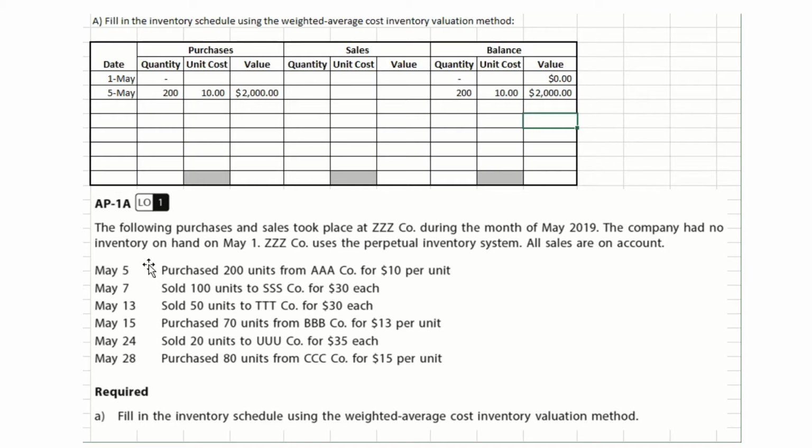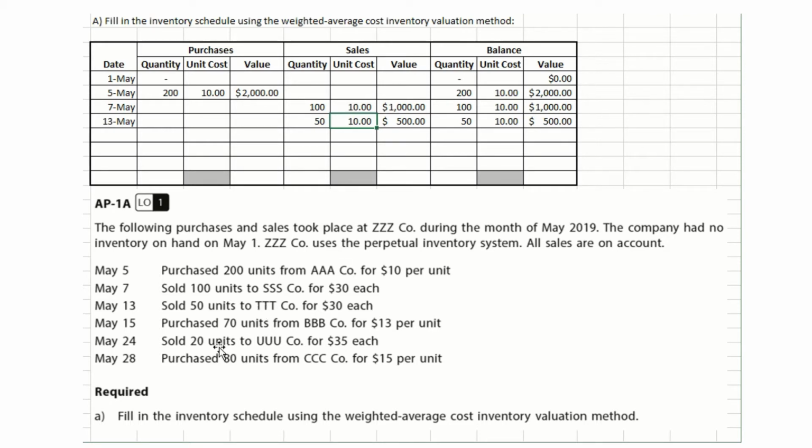Remember, weighted cost. On May 7th, we sold 100 units to SSS for $30 each. In this situation, we want to record the fact that we sold 100 units at $10 each, leaving 100 left, no change in our unit cost, and our value is now $1,000 remaining in inventory. Next, May 13th, we sold 50 units. It pulls in our unit cost from our inventory, $10 each, leaving 50 units for $500 in total value as of May 13th.